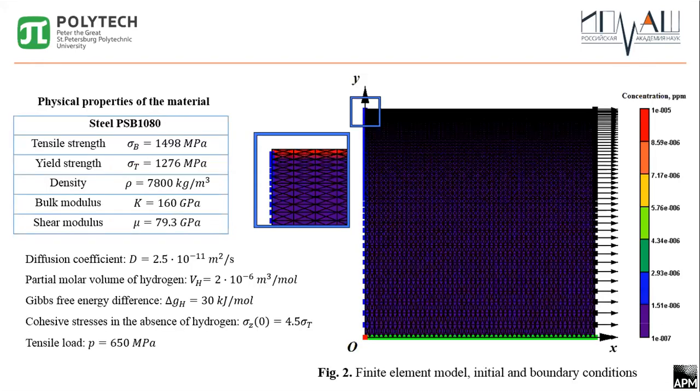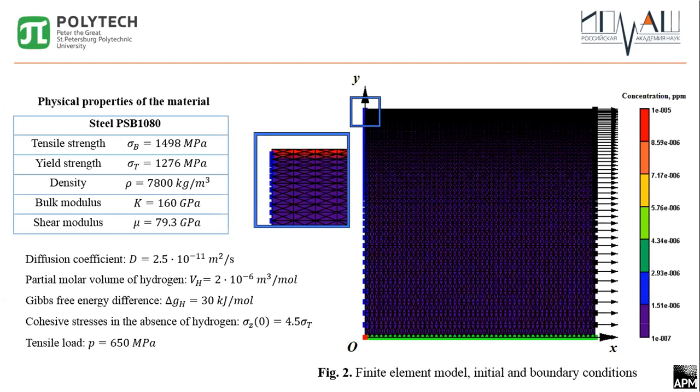The calculation of the static problem was carried out based on the equation of motion. Hooke's law was used as the defining relation. The problem was solved in a two-dimensional symmetric formulation. The equation of motion and the diffusion equation were solved numerically by the establishment method proposed by Wilkins. We simulated uniaxial loading with a tensile stress of 650 megapascal of a cylindrical sample with a diameter of 10 millimeters. Due to the symmetry, the geometry of the simulated model was a quarter of a cylinder section, figure 2.